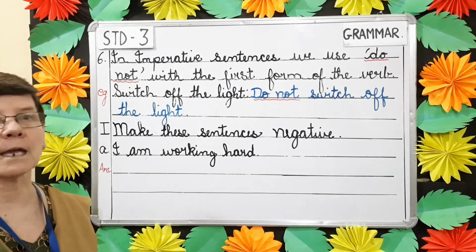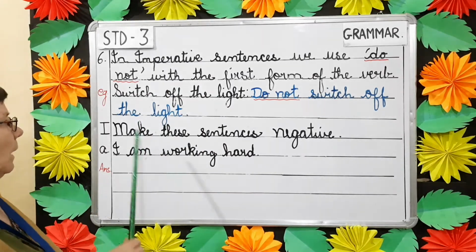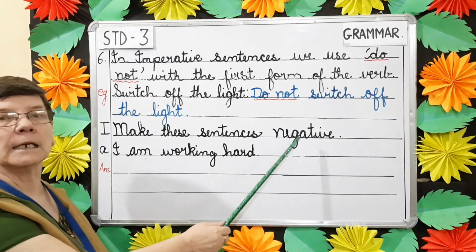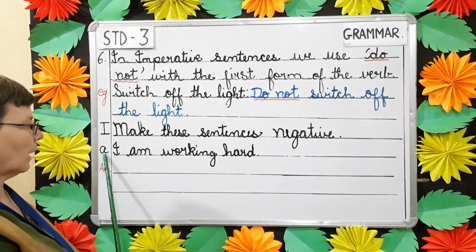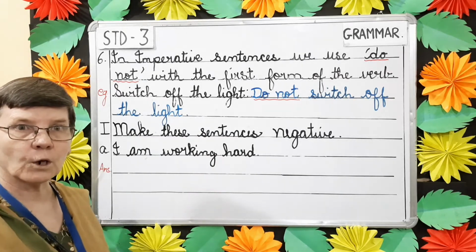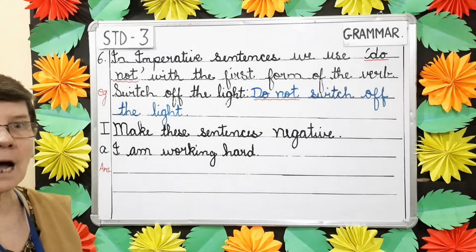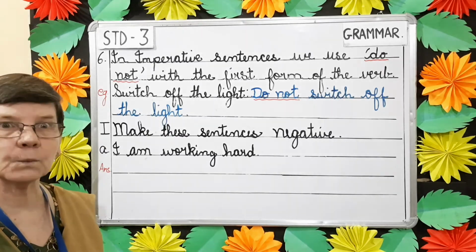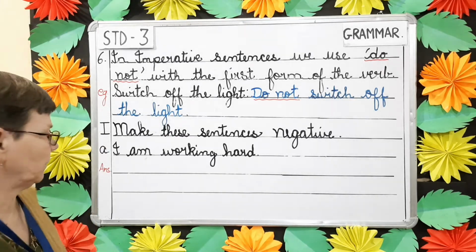Moving on to exercise 1. Make these sentences negative. A. I am working hard. So what is the answer? I am not working hard.